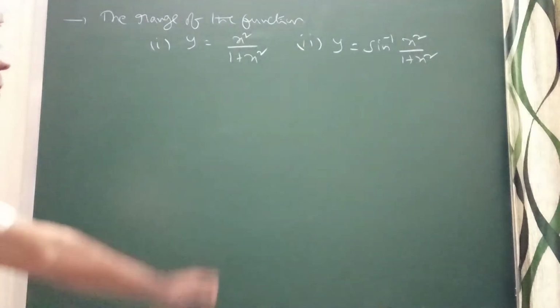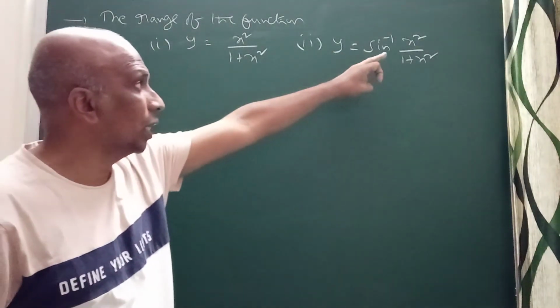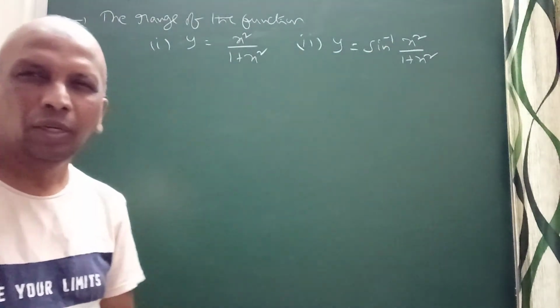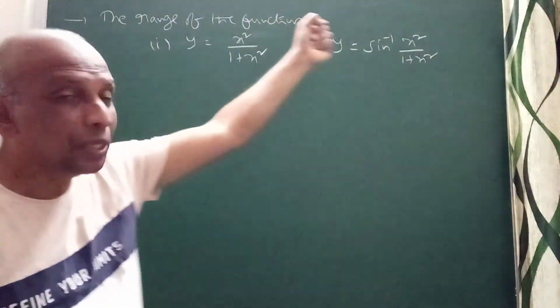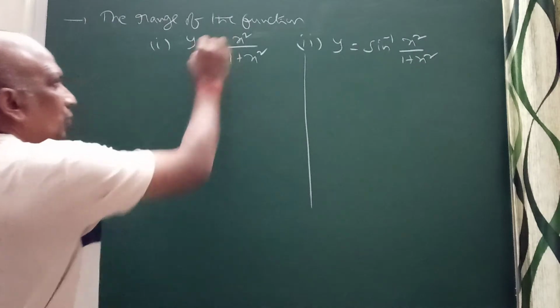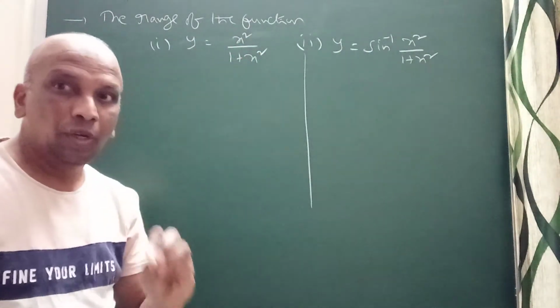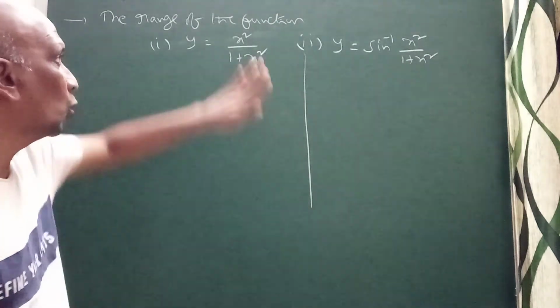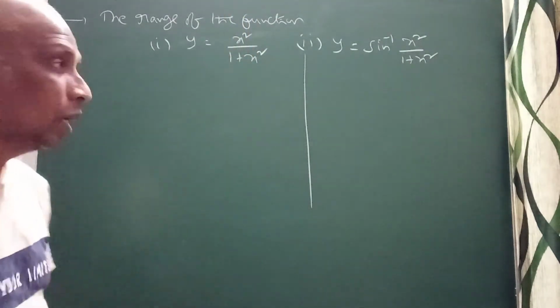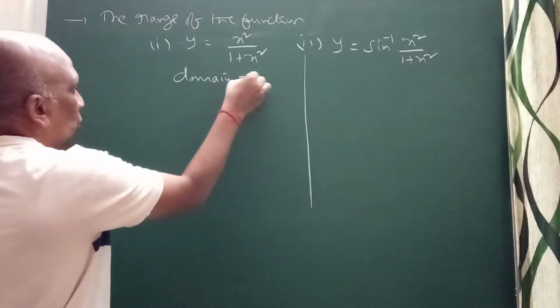So in this problem, the range of the function y = sin⁻¹(x²/(1 + x²)). If we understood this, automatically we can do that. So think about this one. When I am talking about this one, x²/(1 + x²) is clearly positive for every value of x. So the domain is clearly x belongs to R, right? Domain is equal to R here.